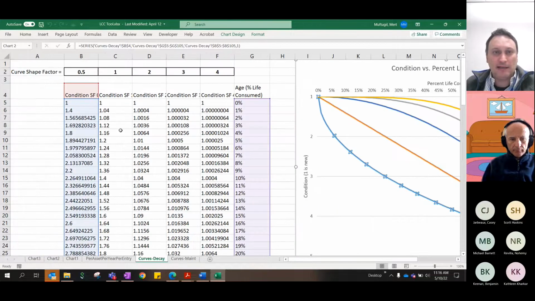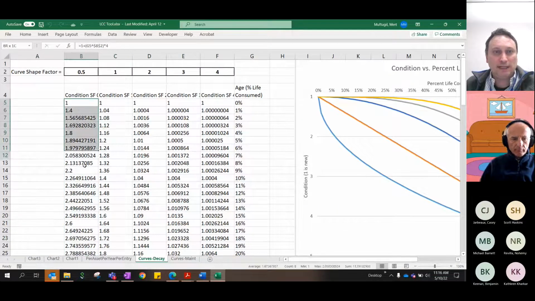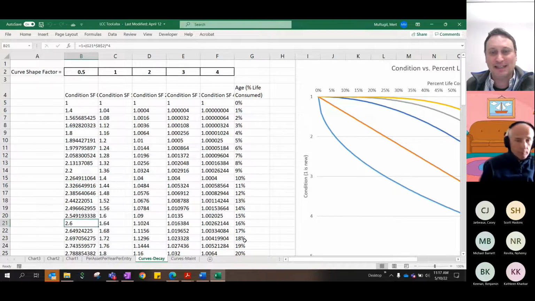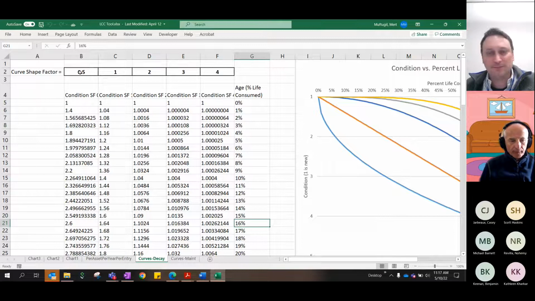But the idea being that there is a condition rating for each of these different shape factors, and there is a corresponding calculation that this sheet makes for percent life consumed. It's back calculated, but you know what I mean. So for a percent life consumed from 0 to 1, there's a condition rating, so you can do the math inversely. And for a condition of 2.6, you can say 16% is consumed for shape factor 0.5.